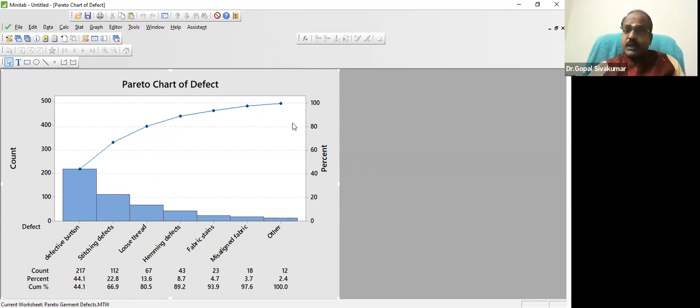That means now I understand one thing. 80% of the customer complaints are related to the first three defects. All of you, can you see that? 80% of the customer complaints are due to three defects. The major one is defective button. The second one is stitching defect. And the third one is loose thread. Somehow, if I fix these three problems, 80% of the customer complaints will vanish.